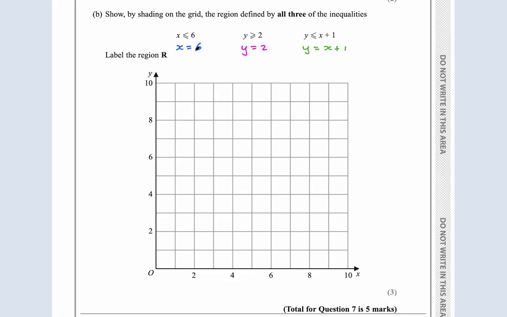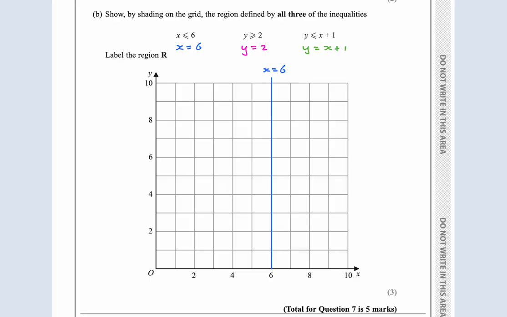Y equals 6, we should be able to do. We go to y, we go to 6, and we draw a cross. It's a horizontal line. This is y equals 6. Then we draw y equals 2. Sorry, I've just done that the wrong way around. Sorry, guys. It's not that easy. Sorry, x equals 6. So I go to x is equal to 6. Wrong color. X equals 6 is here. Draw a line up. This is x equals 6.